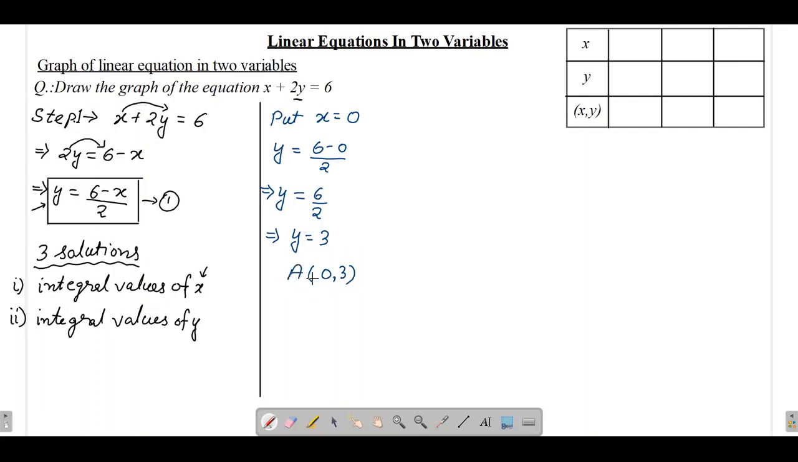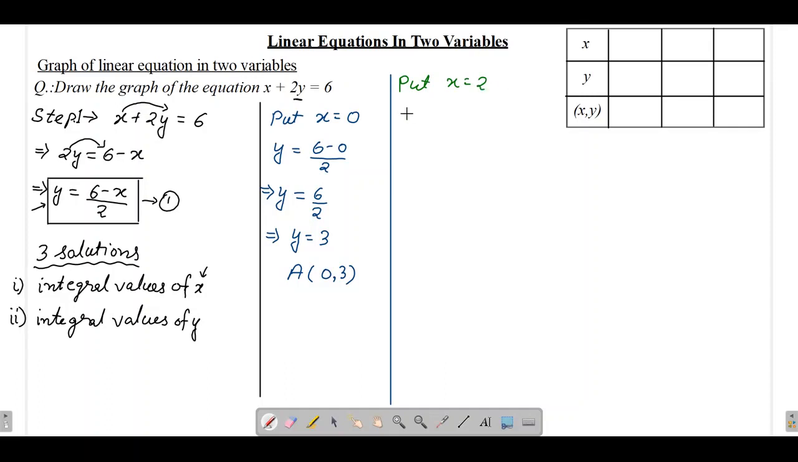I'm naming this solution as A. Now we'll find out two more solutions for the equation. Let's see, if I put x equals 1 in the equation, what will happen? I'll be getting 6 minus 1, 5 by 2, which is a fractional value or a decimal. So we will try to avoid that.